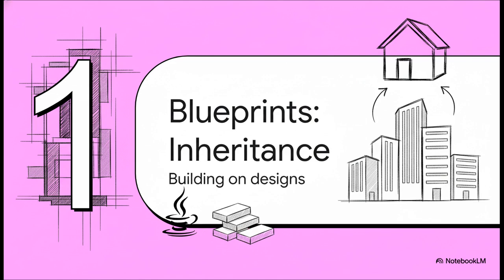All right, first up, Blueprints for Code, or what we call inheritance. Look, any great architect will tell you you do not start from scratch for every single building. That's just crazy. You use proven designs, you build on what already works. In the world of Java, this powerful idea is called inheritance, and it is all about code reusability.